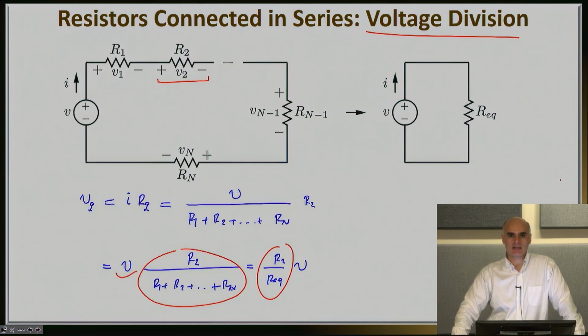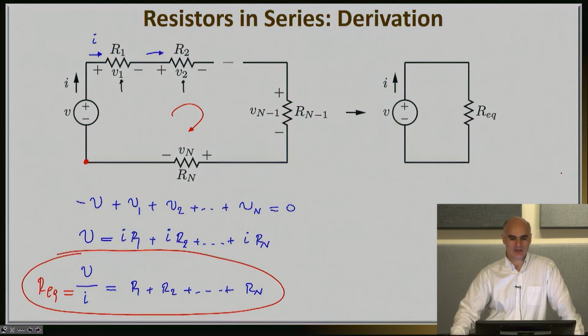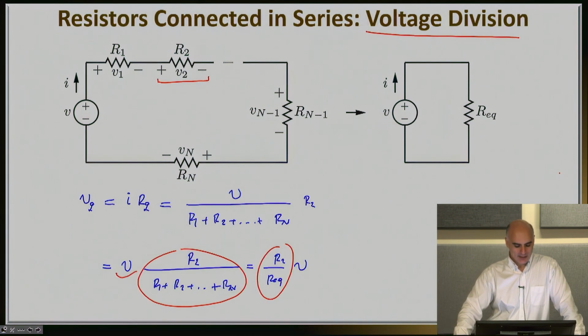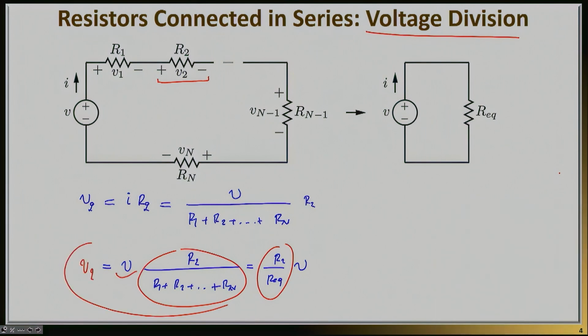So to summarize, in this video we have seen two very important results. The first result is how do I find the equivalent resistance for resistors connected in series. The second result is how do I calculate the voltage drop across any resistance, and we're using the voltage division formula.